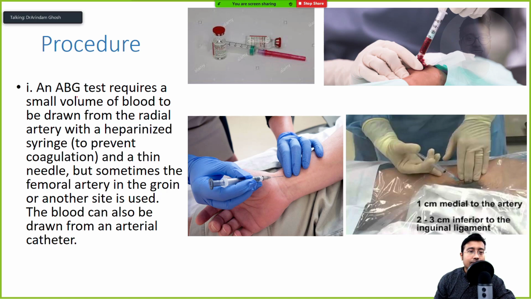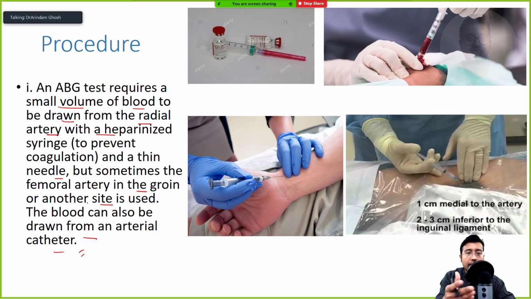Let's see what it needs. An ABG requires a small volume of blood to be drawn into a vial from the radial artery with a heparinized syringe. First, see what the statement says. From the radial artery with a heparinized syringe to prevent coagulation and a thin needle, but sometimes a femoral artery in the groin or another site is used. The blood can be drawn from an arterial catheter.